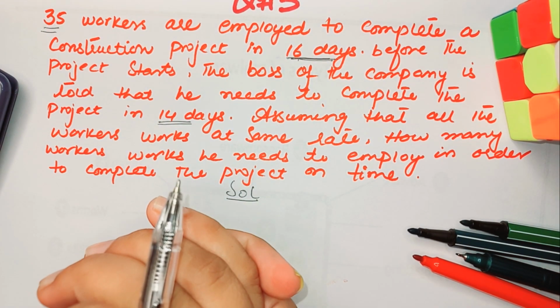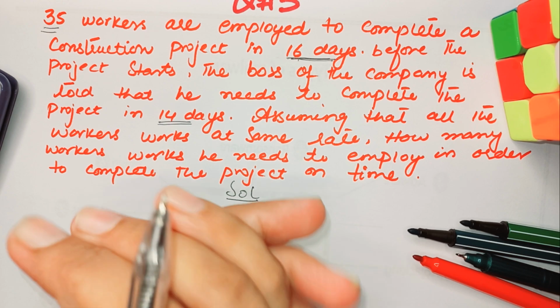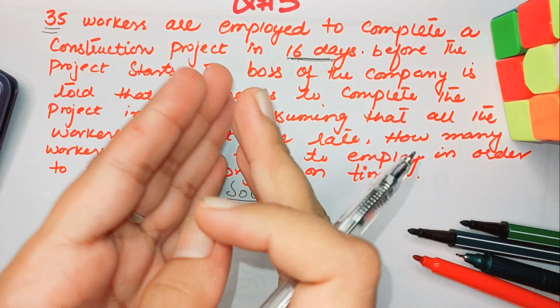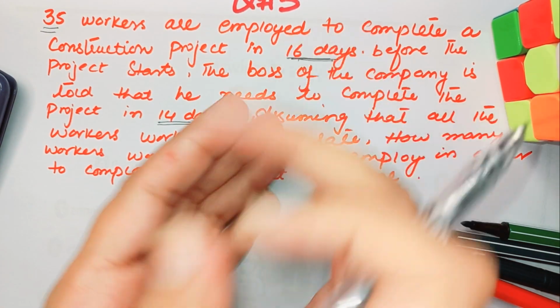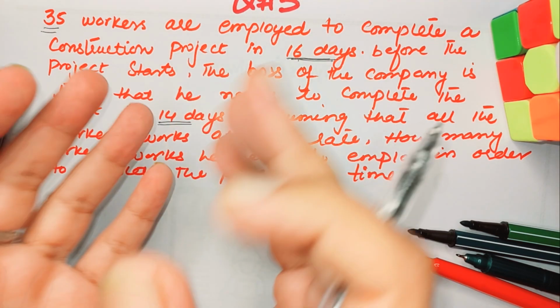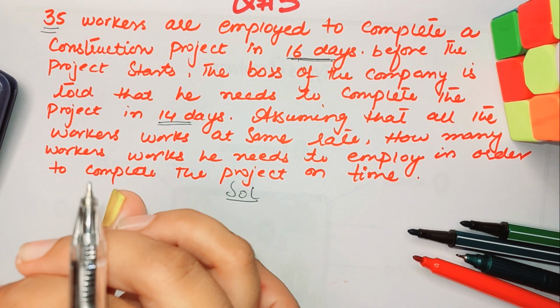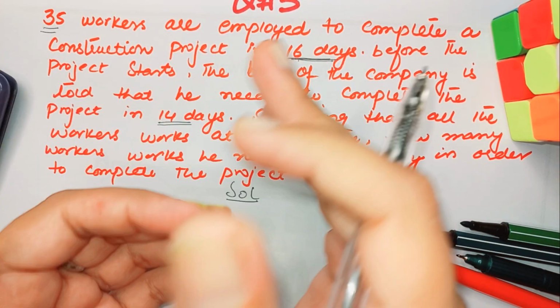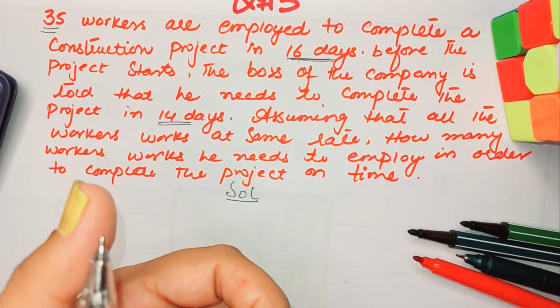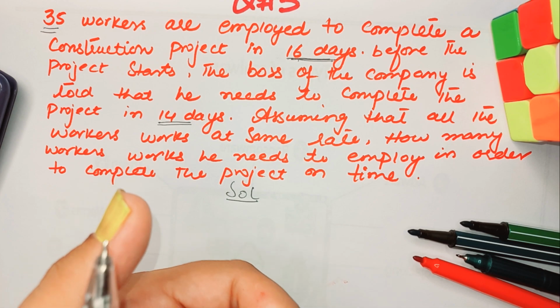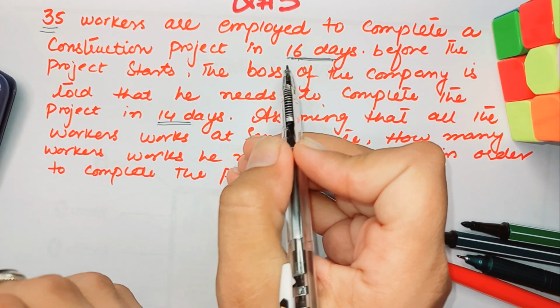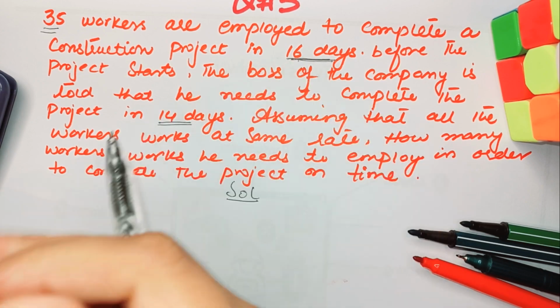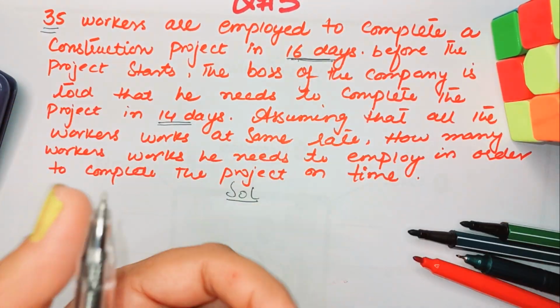Dear students, we have 35 workers and they have to complete the construction project in 16 days. But now the boss wants this task to be completed in 14 days. So how many more workers do we need to employ? Now we have to complete the task in fewer days, so obviously we have to employ more workers.